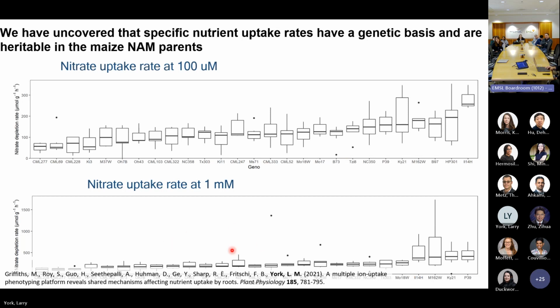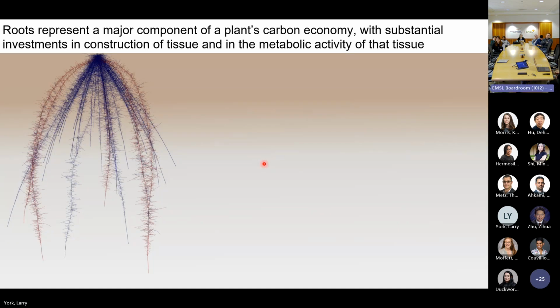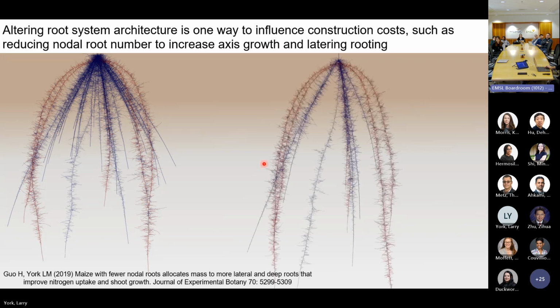But this was also heritable, which is a point for breeders. There aren't very many studies that have shown that you could potentially breed directly for something like uptake rate. So I think I've shown that roots are a major component of the plant's carbon economy. You can think about that in terms of architecture and trying to make cheap roots.